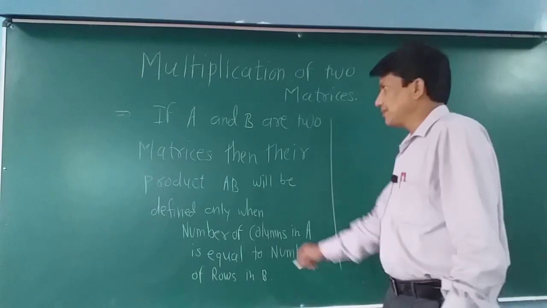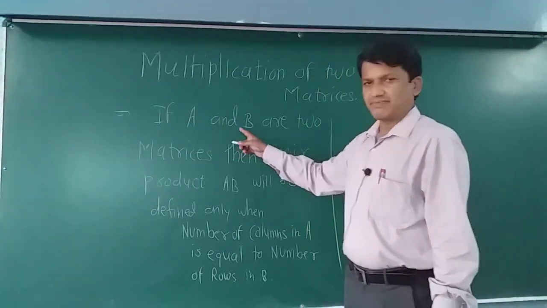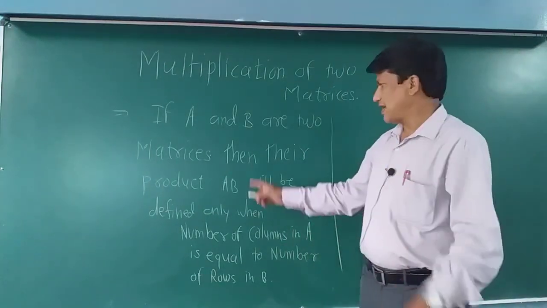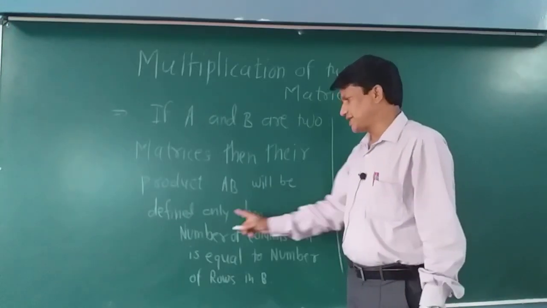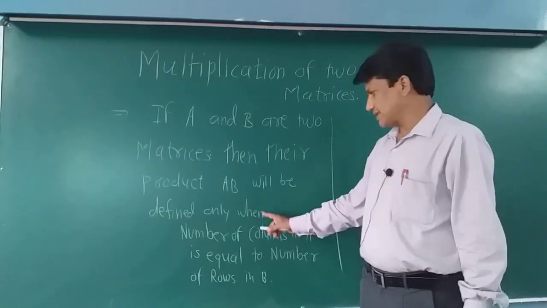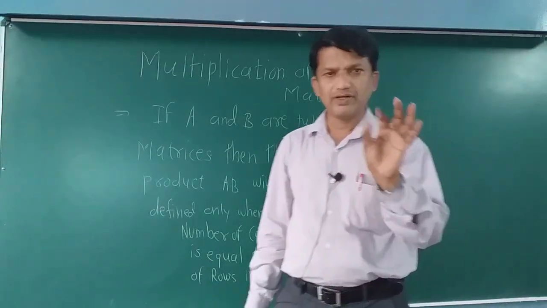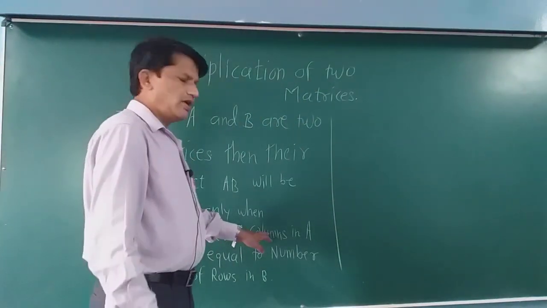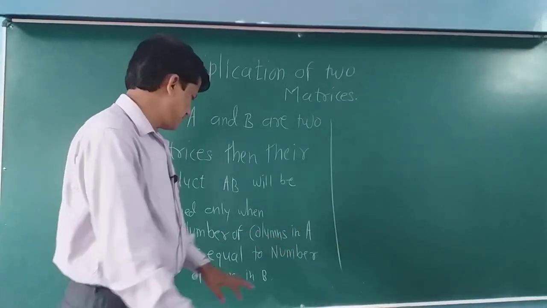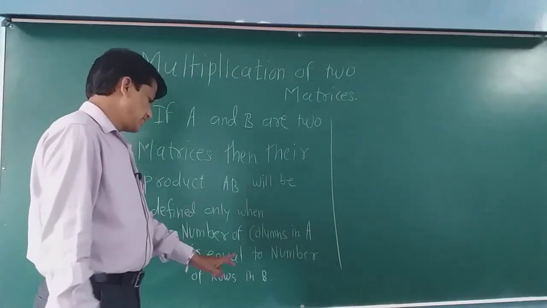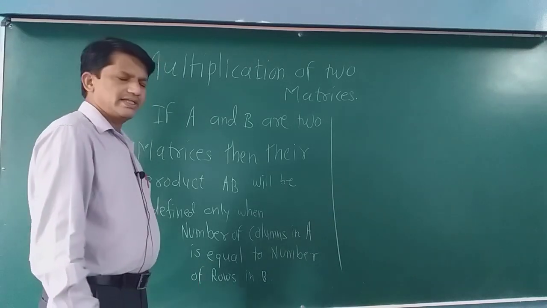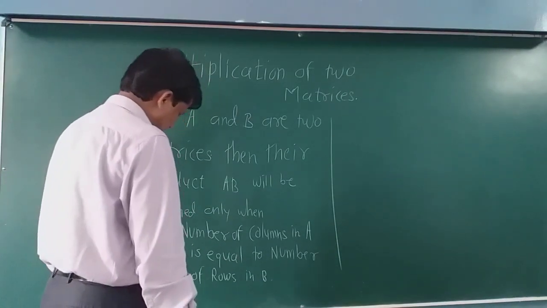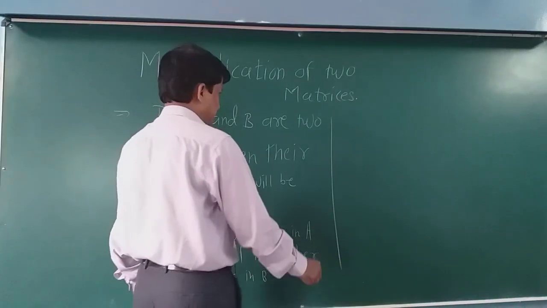How do we multiply here? If A and B are two matrices given, their product AB will be defined only when this condition holds, which is important. What is the condition? The number of columns in matrix A is equal to the number of rows in matrix B.